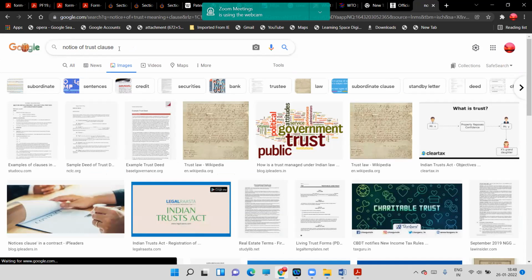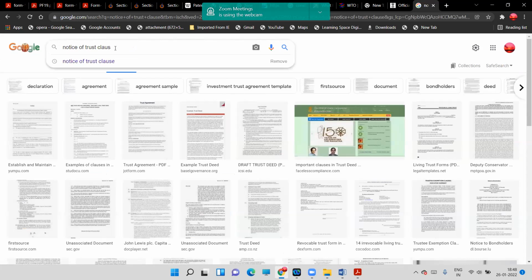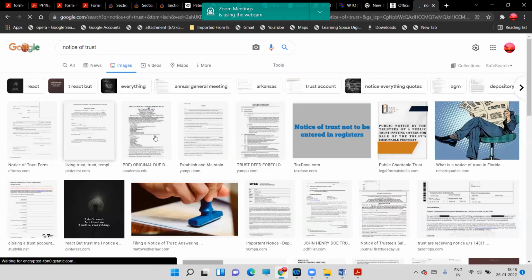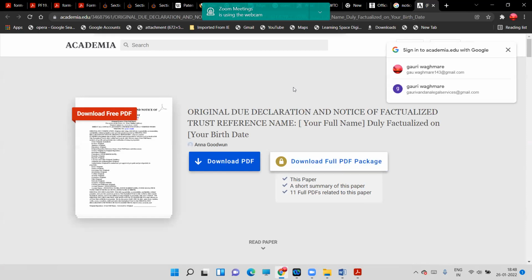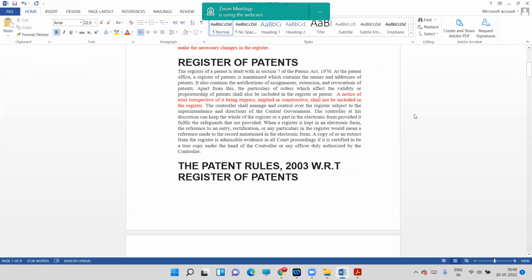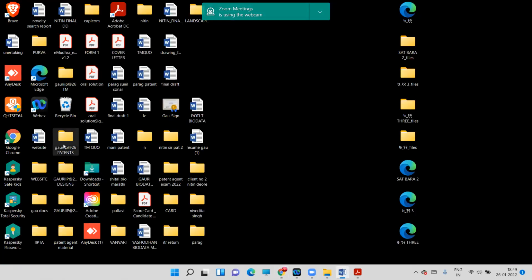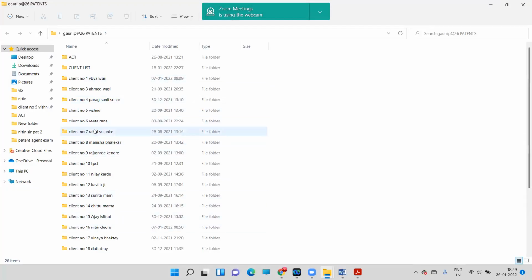Just correct me if I'm wrong also. Notice of trust could be any POA, power of attorney. Yes, it can be. But generally, power of attorney is given before the grant of the patent. Notice of trust is done by an unauthorized person. So notice of trust is different from power of attorney, right? Yes, power of attorney is where the applicant gives the right to that person. Correct. Notice of trust is a different type of thing, actually. Everywhere it is related to death only.